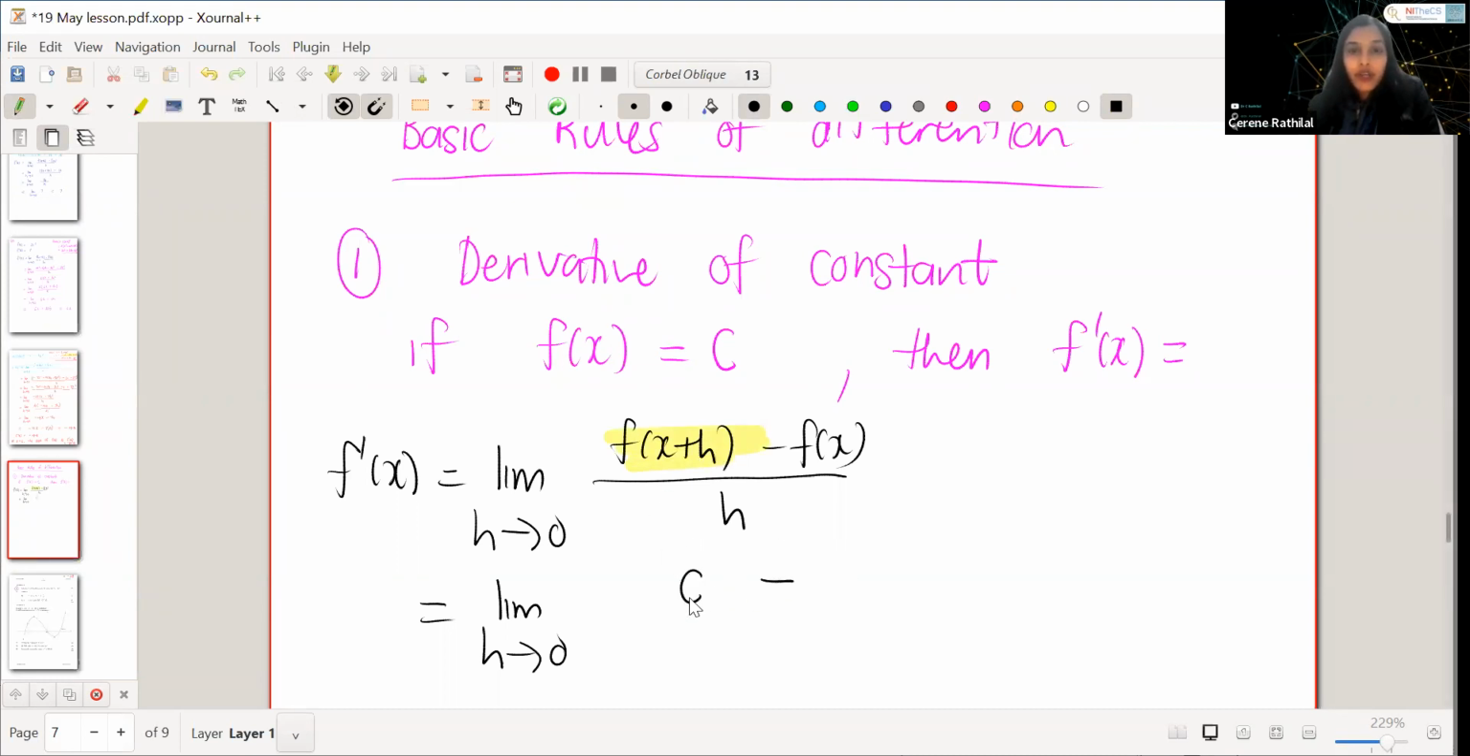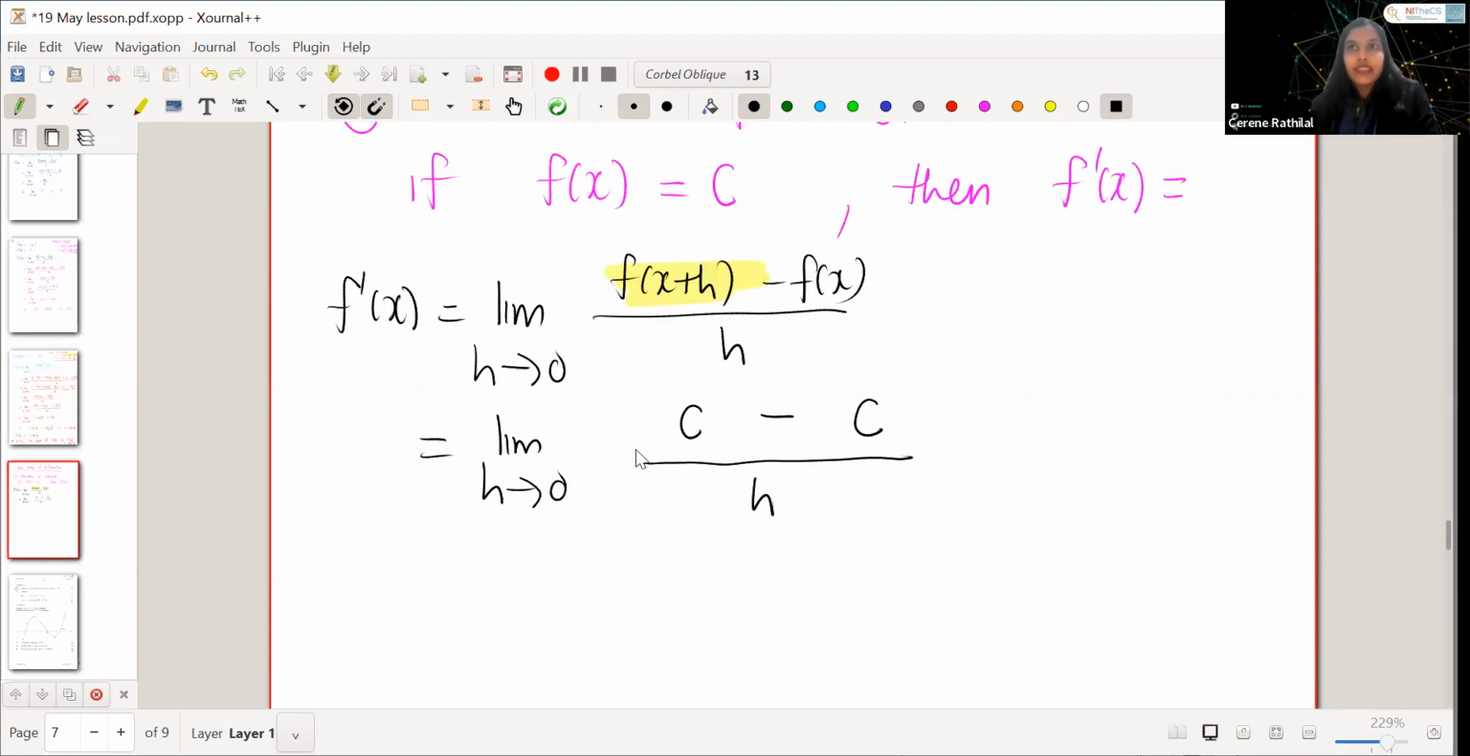Right? So we've got c in here, and then we're subtracting f of x. So we're also subtracting c, and then we're dividing by h. So look at what we've now gotten here. We've got c minus c. So this is the limit as h approaches 0 of c minus c, which is 0 divided by h. But what is 0 divided by anything?